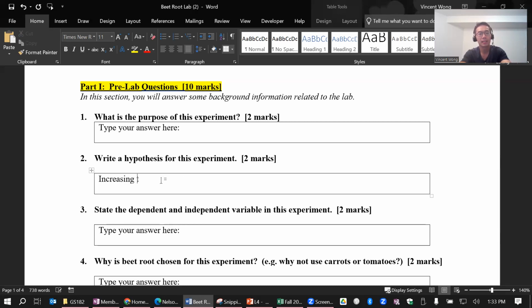Increasing temperature will blank, blank, blank, blank, blank, thus membrane permeability. Okay, you either tell me that you think temperature will increase the membrane permeability, will not affect the membrane permeability, or will decrease the membrane permeability. Just choose one of those, fill in the blanks, and you're done.